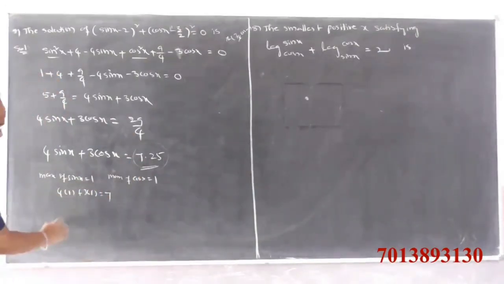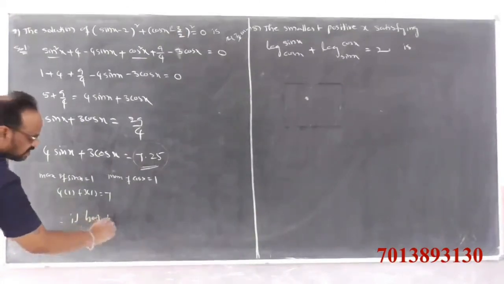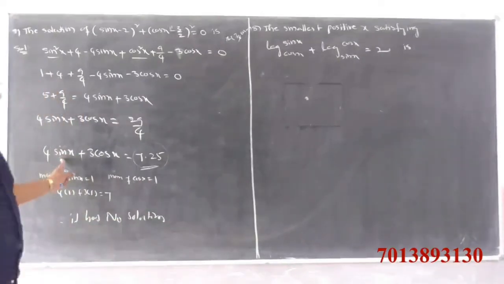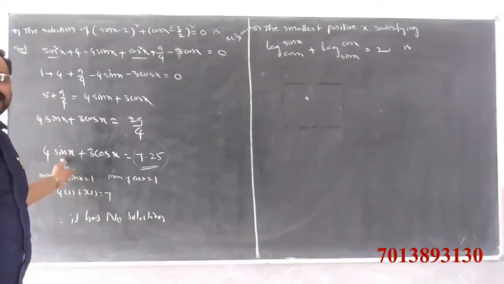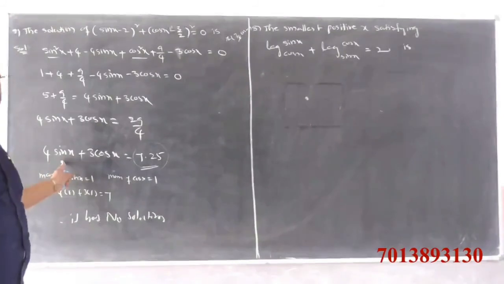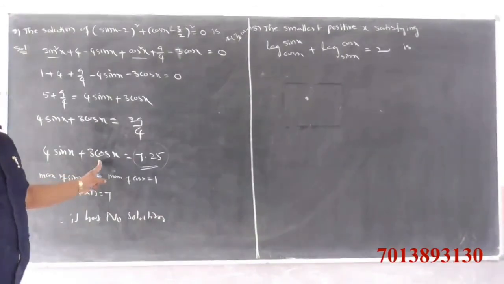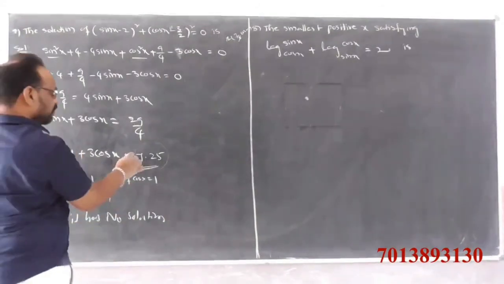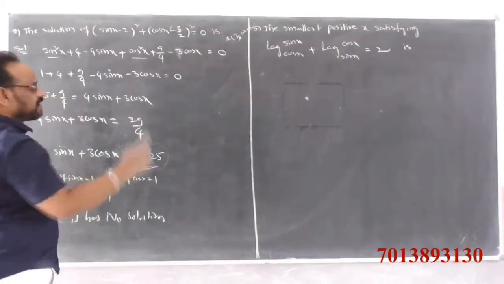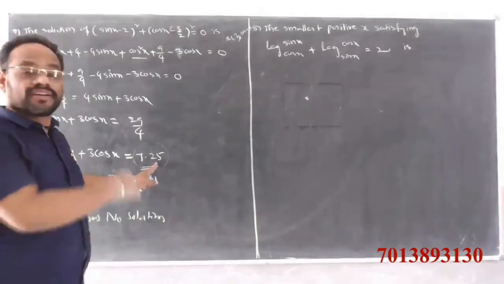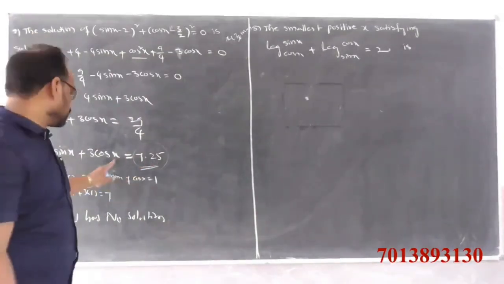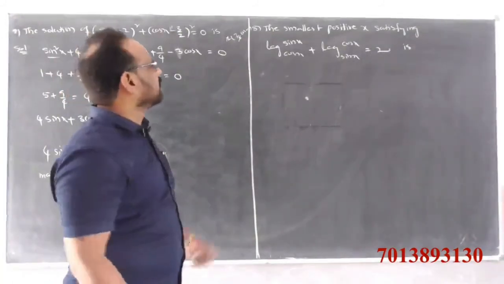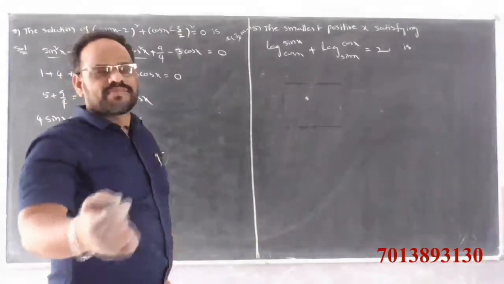So in this situation it has no solution. Why? Because the maximum value of sin x is clearly 1, so 4 into 1. The maximum value of cos x is also 1. 4 plus 3 is how much? 7. But they gave 4 sin x plus 3 cos x the value 7.25. We can never get this answer. So in this situation, it has no solution.